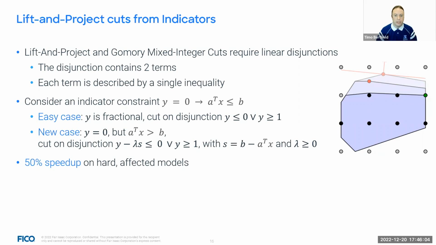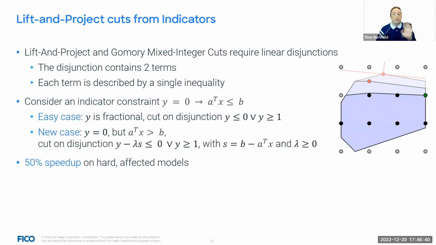Assume y is your indicator variable. Obviously, there are still the trivial disjunctions on the variable itself, y ≤ 0 or y ≥ 1. And whenever this variable y is fractional, we would prefer that simple disjunction for cutting. However, for an indicator constraint, you can also get into the situation that your LP relaxation solution sets your indicator variable to the value that will force the indicated constraint to hold. And at the same time, that indicated constraint is violated because it's not part of the LP.